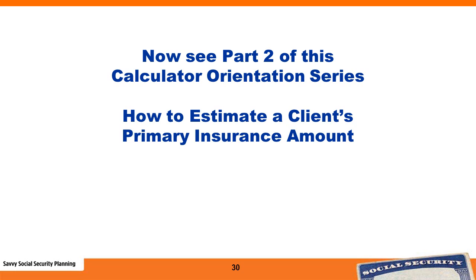All of the Savvy Social Security planning calculators are based on the client's primary insurance amount as estimated by the Social Security Administration. In Part 2, I'll show you several ways to obtain the client's PIA.